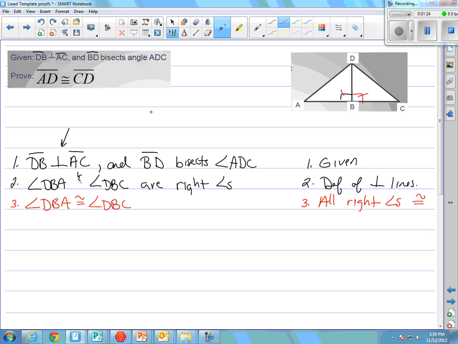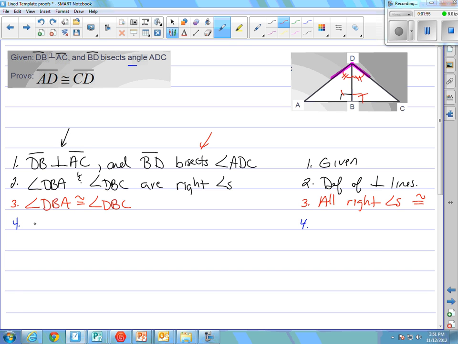Looking at this picture, it also tells me, going through my vocabulary, that BD bisects angle ADC. So bisects is a key word. That word means cuts into two equal parts. We're bisecting an angle, so we're going to cut an angle into two equal parts. What angle? Well, it's angle ADC. So it's this angle here that we're bisecting. So the two new angles that are created are this one here and that one there.